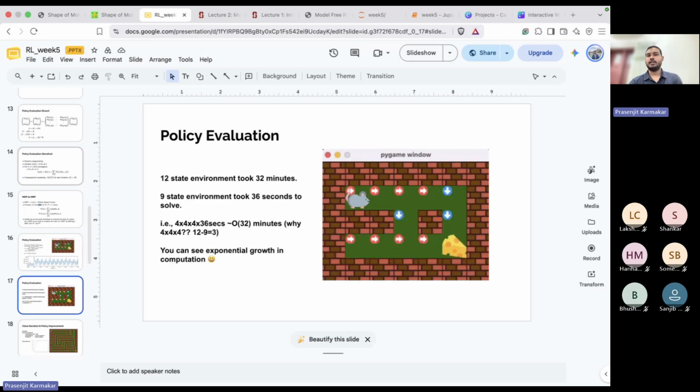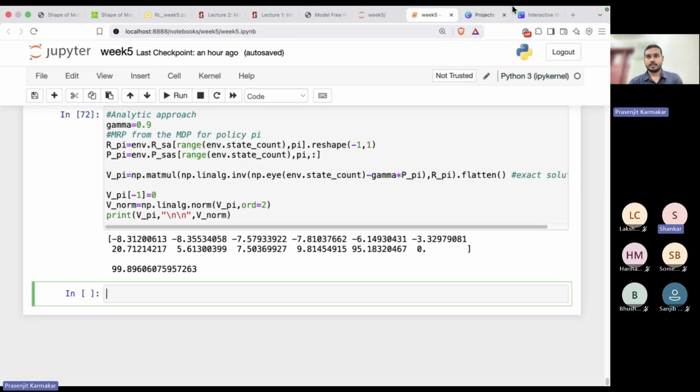Now there is another method which is much faster, that is called TD.